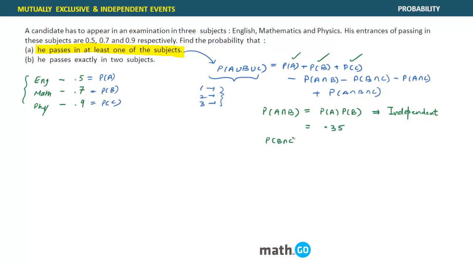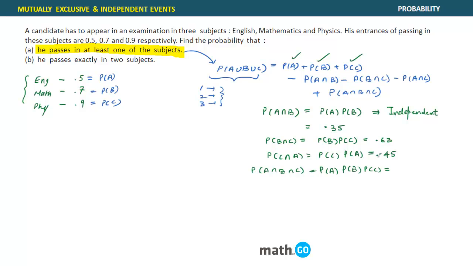Similarly, P(B intersection C) is nothing but P(B) into P(C), which we also know is 0.63, and for C intersection A it will be nothing but P(C) into P(A), which we also know is 0.45. And similarly, if we target A intersection B intersection C, then this value would be what? Yes, P(A) into P(B) into P(C), all three values multiplied. This comes out to be 0.315, right? Now I'm leaving the question for you guys, you just need to fill in all these values. So you have 0.35, 0.63, 0.45, just put the values here and get this answer.